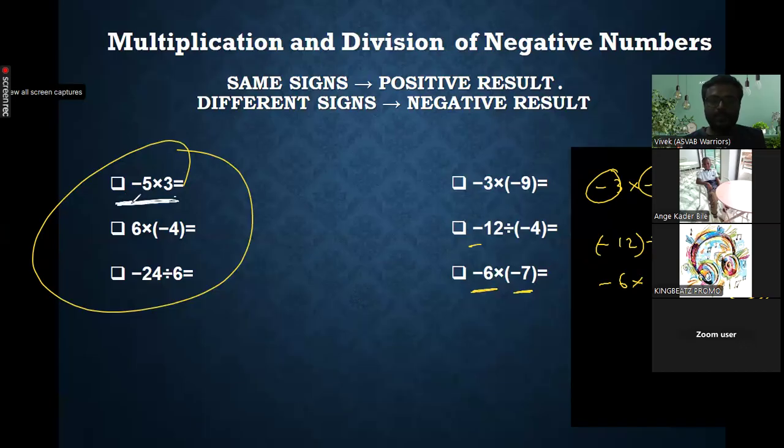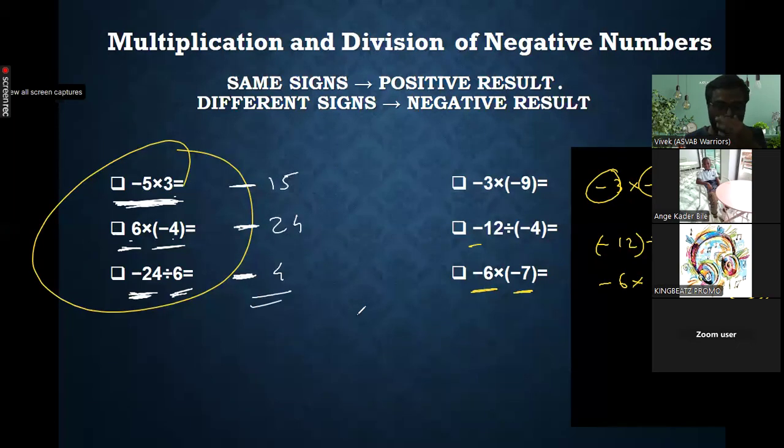Here, negative number times positive number. So different signs, the answer is going to be negative 15. Positive number, negative number. So different signs. The answer is going to be negative, 6 times 4 is 24. Negative number, positive number. So different signs, negative. 24 divided by 6 is negative 4. That is your answer. Okay.